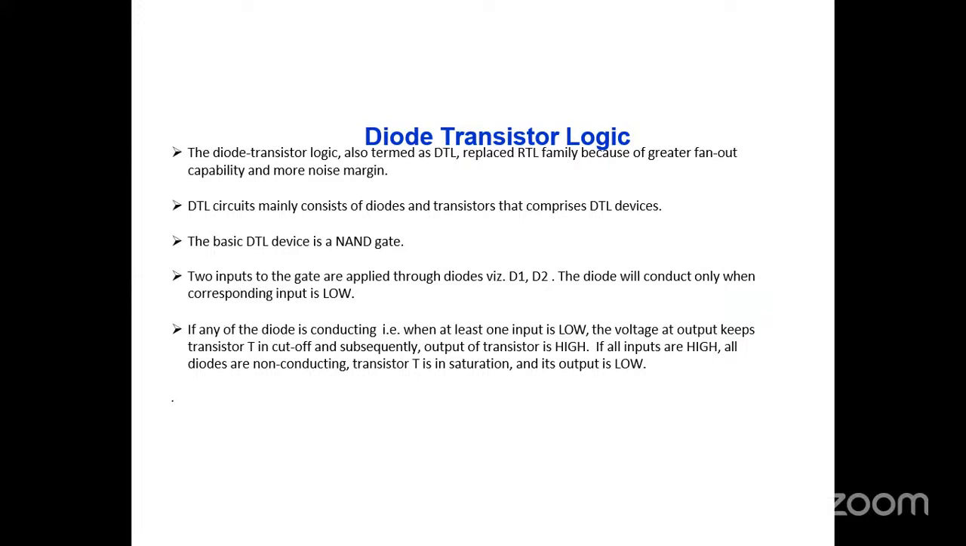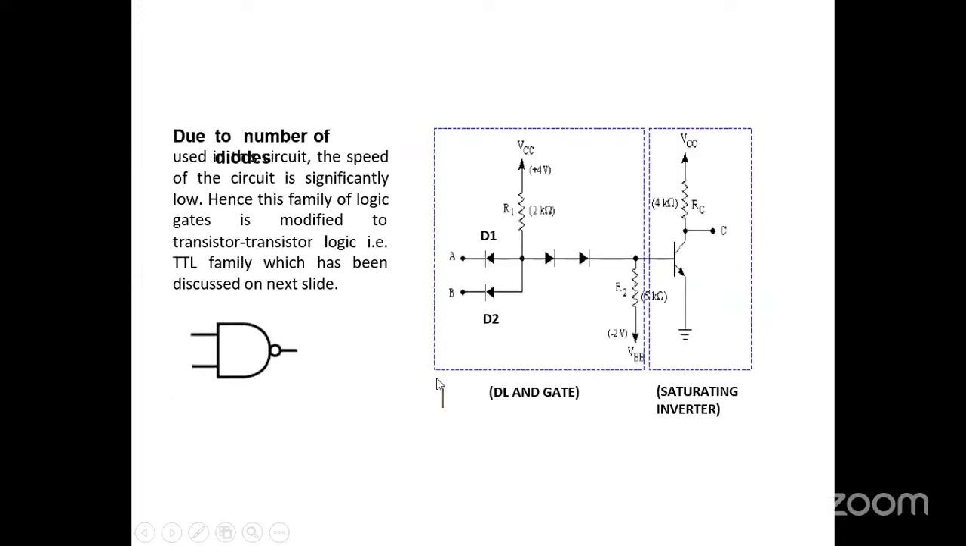DTL circuits mainly consist of diodes and transistors that comprise DTL devices. The basic DTL device is a NAND gate. So the two inputs of the gate are applied through diodes D1, D2. The diode will conduct only when the corresponding input is low. If any diode is conducting, when at least one input is low, then the output keeps transistor T in cutoff, and subsequently the output of the transistor is high. If all inputs are high, all diodes are non-conducting, then transistor T is in saturation and its output is low.